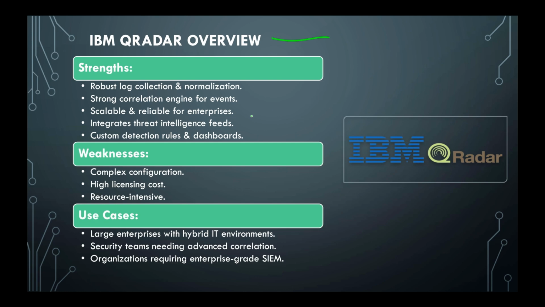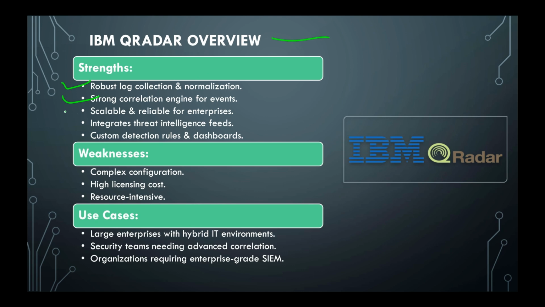And what are the strengths? QRadar provides robust data collection and normalization capabilities. It collects logs from across your infrastructure, whether it is on-prem or in the cloud. It normalizes the data for analysis. Then strong correlation engine. QRadar's correlation engine is one of its strongest features. It efficiently links related events and provides you with contextual information for faster incident response.